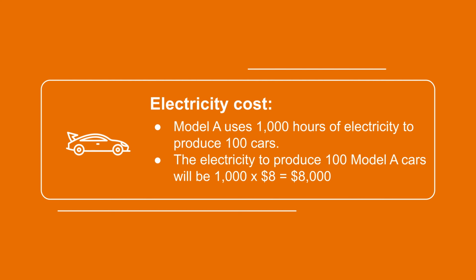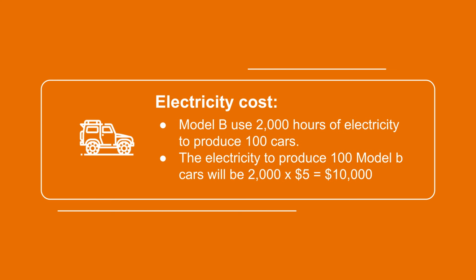Electricity costs. Model A cars utilize 1,000 hours of electricity to produce 100 cars. The electricity to produce 100 Model A cars will be 1,000 times 8, which is $8,000. If it takes 2,000 hours of electricity to produce 100 Model B cars, electricity to produce 100 Model B cars will be 2,000 times 5, that is $10,000.